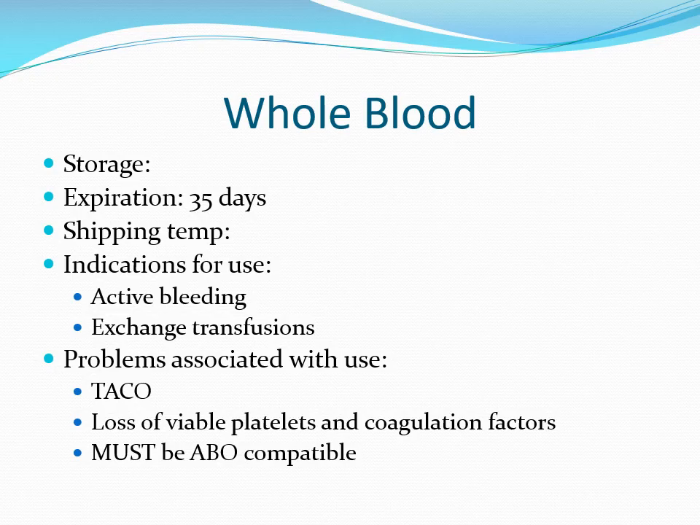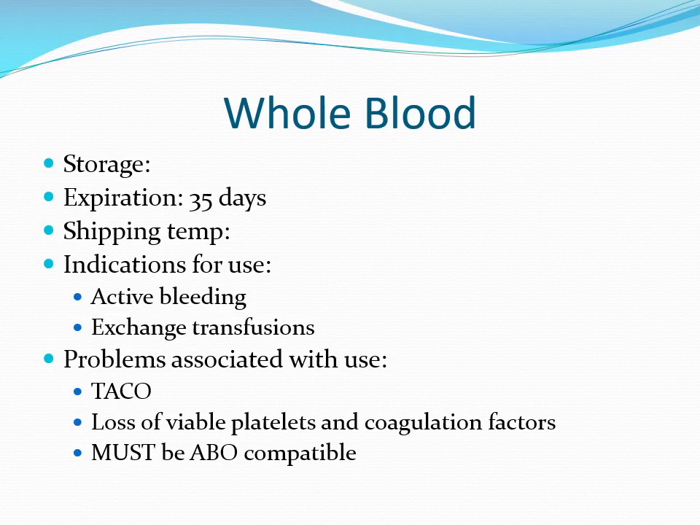We're going to use whole blood for active bleeding and exchange transfusions. Some of the problems associated with this use are TACO, which is transfusion-associated circulatory overload. We also lose viable platelets and coagulation factors, and whole blood must be ABO compatible. Now, they used to use this a way back, and then it kind of got out of fashion, but it's actually making a little bit of a resurgence for emergency situations, active bleeding. They would order products in certain ratios of red cells and platelets and white cells, but during research they found that if they just gave them the whole blood unit, you get the ratios built in already.